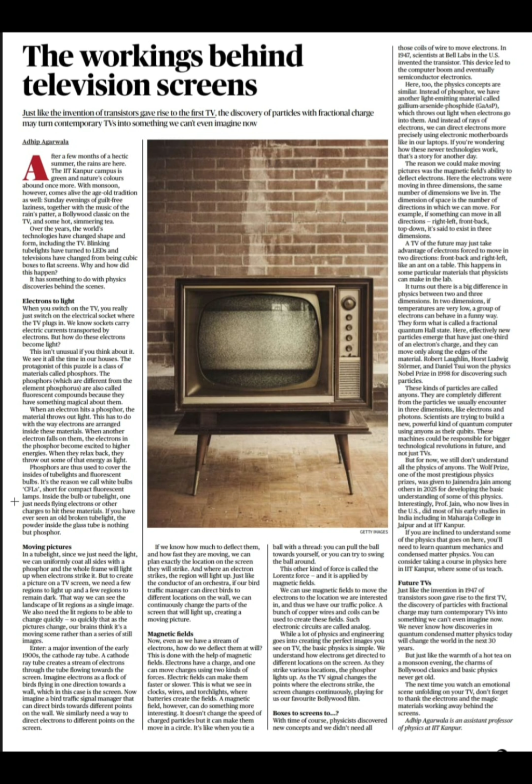Enter a major invention of the early 1900s, the cathode ray tube. A cathode ray tube creates a stream of electrons through the tube flowing towards the screen. Imagine electrons as a flock of birds flying in the same direction towards a wall, which in this case is the screen. Now imagine a bird traffic signal manager that can direct birds towards different points on the wall.